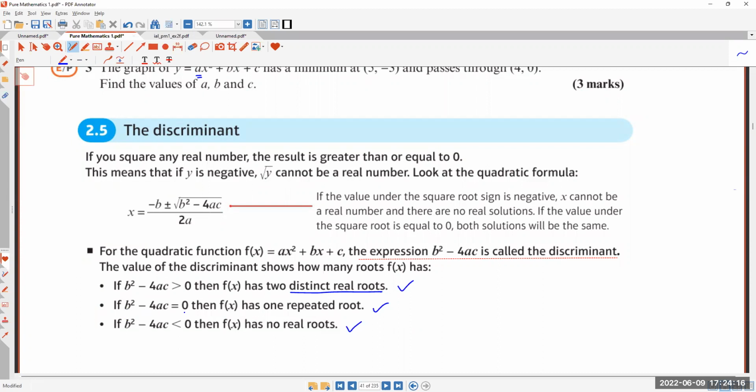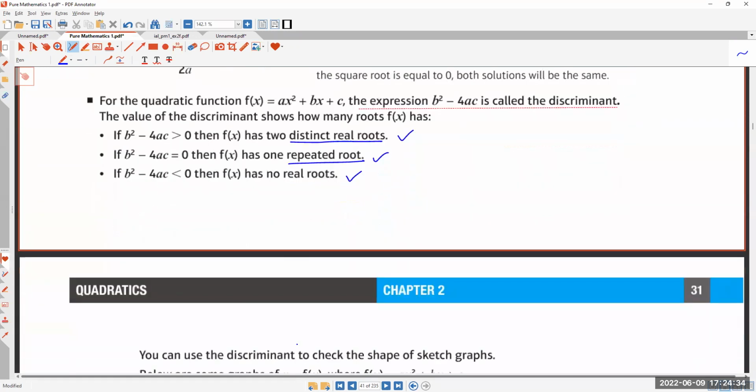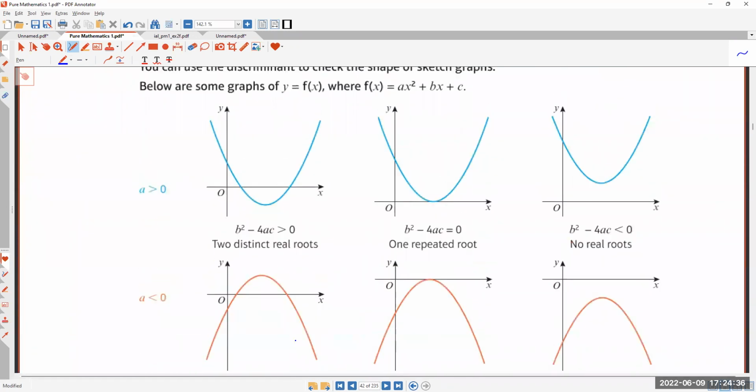When b square minus 4ac is equal to 0, if you get equal to 0, it has two repeated roots. Okay, meaning x equals to 3, x equals to 3. Okay, now, and if it is less than 0, it means no root. No root at all. That means the graph is not touching the x-axis. So all these three conditions have been set out to you over here.